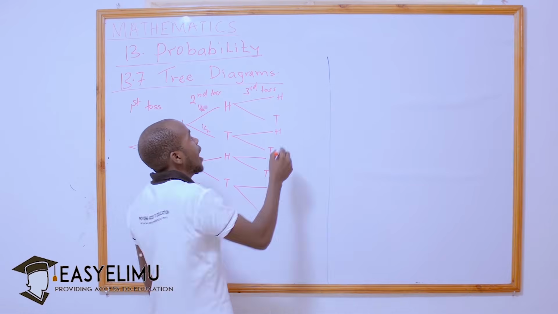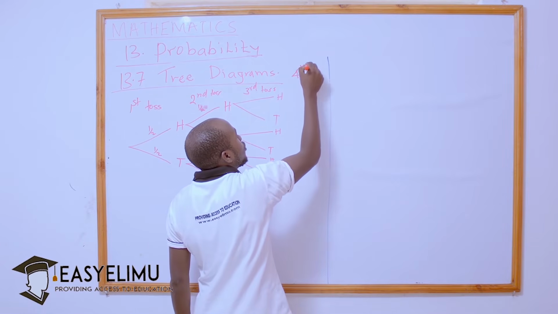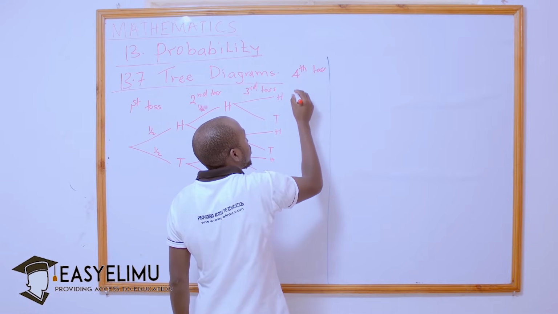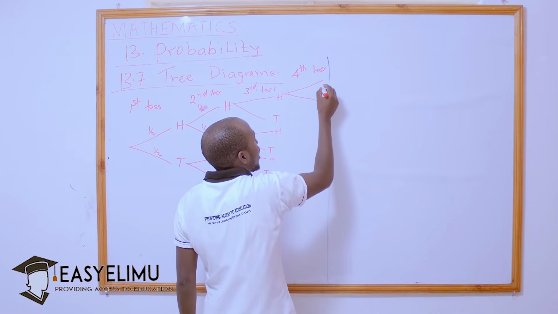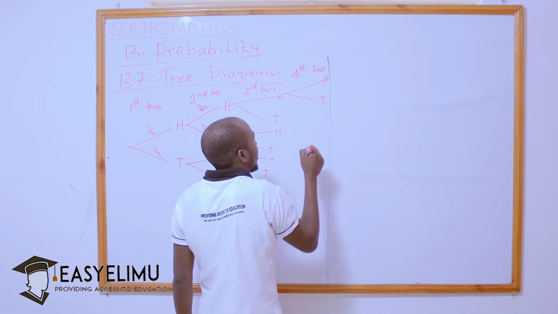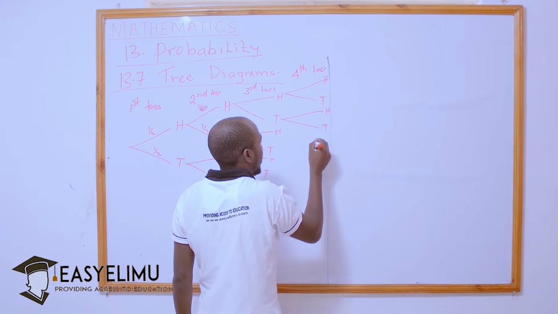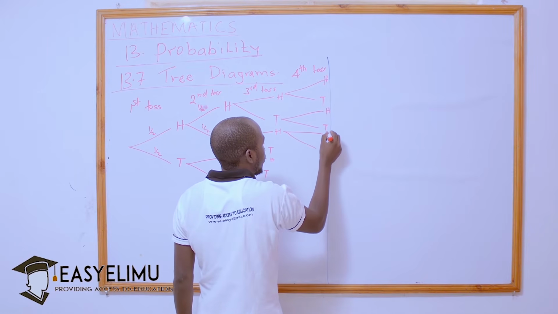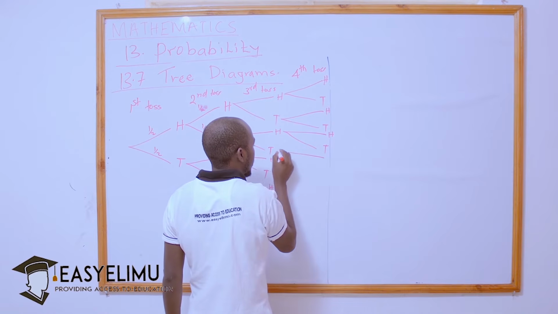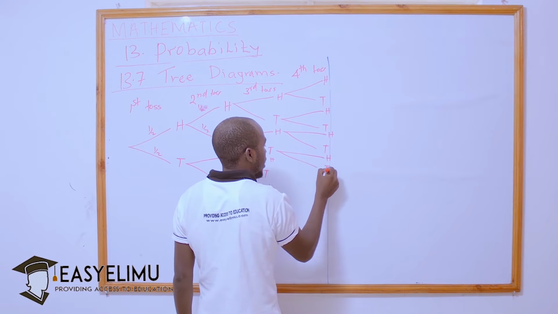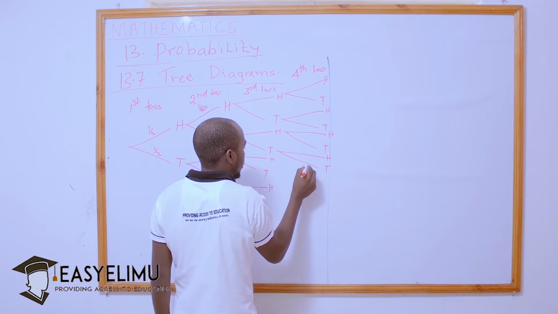That is the third toss. And then we have been told up to the fourth toss. In the fourth toss, after getting a head, you can either get another head or a tail. The same applies to this, it is either a head or a tail. This one also a head or a tail. This also has a head or a tail. The same applies to this.